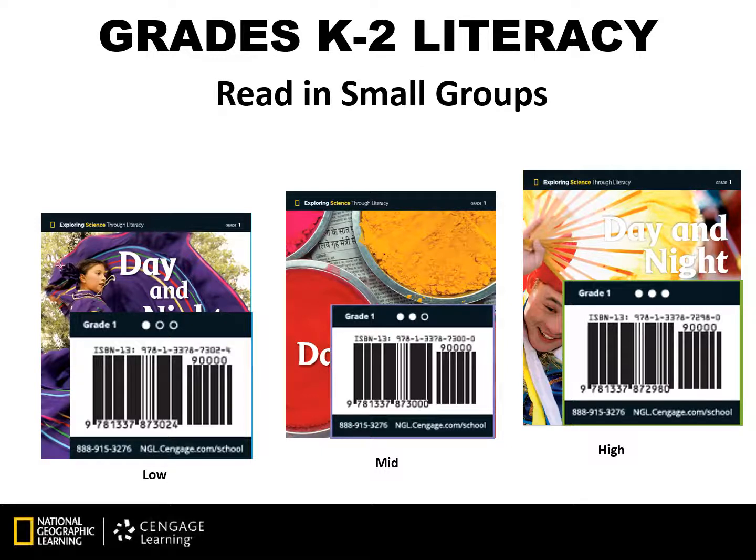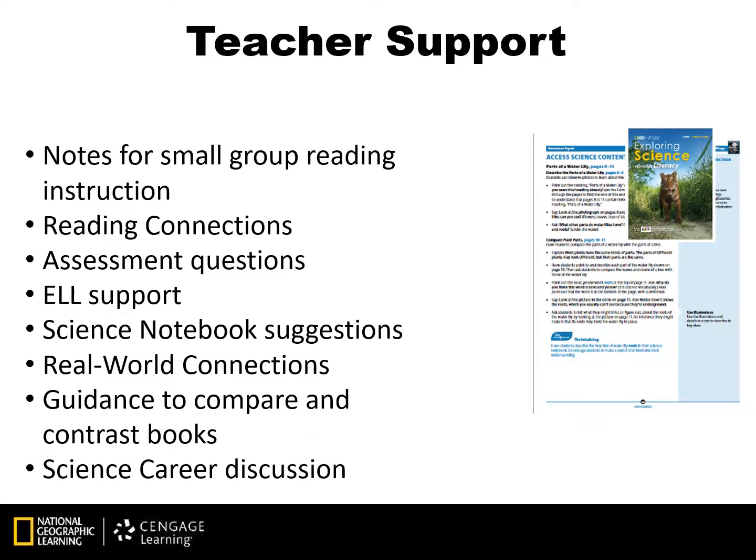One colored in circle represents the below level book. The 2 colored in circles represent the on level reading book. And finally, the 3 colored in circles represent the above level reading book. The teacher's guide provides instructional support for each of the 3 titles of guided reading book. They also provide student support to access science content while developing literacy skills.